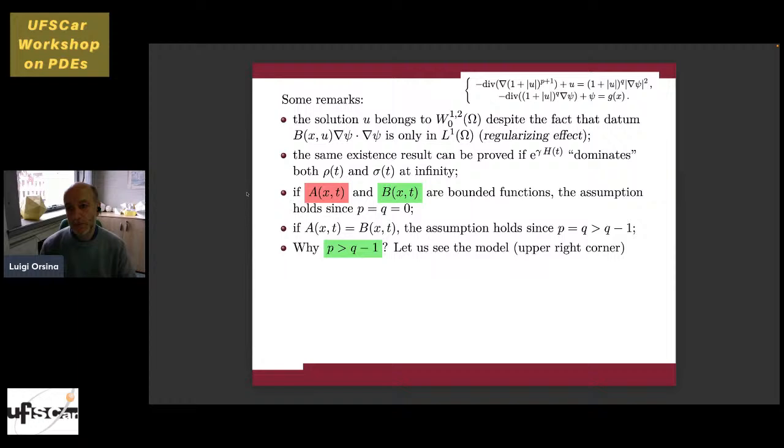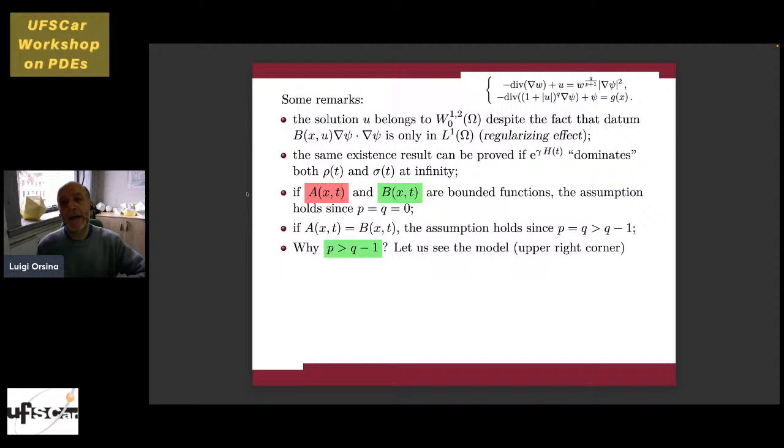If you call w = (1+u)^(p+1), then you get minus the divergence of the gradient of w equals plus u, and the term (1+u)^q becomes w to the q divided by p+1. And q divided by p+1 is smaller than 1. So somehow you have something which is sublinear.